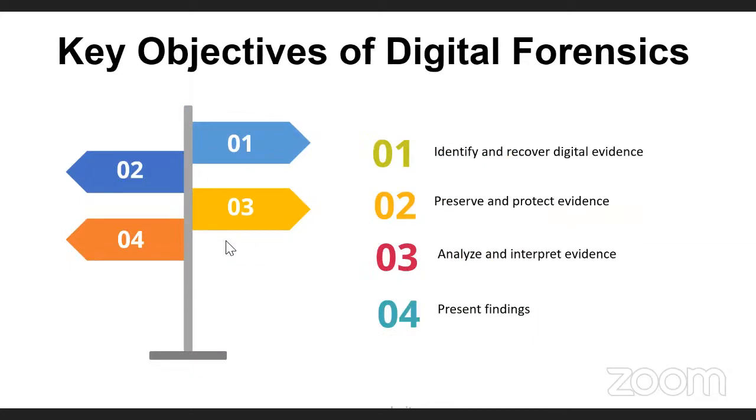Next one is key objectives of digital forensics. The first one is identify and recover digital evidence. Locating and extracting relevant data from the digital device is called identification and recovery of the digital evidence. And ensuring the integrity and reliability of digital evidence during the investigation is called preserve and protect evidence. And examining data to uncover patterns, connections, and potential insights is analyzing and interpreting evidence.